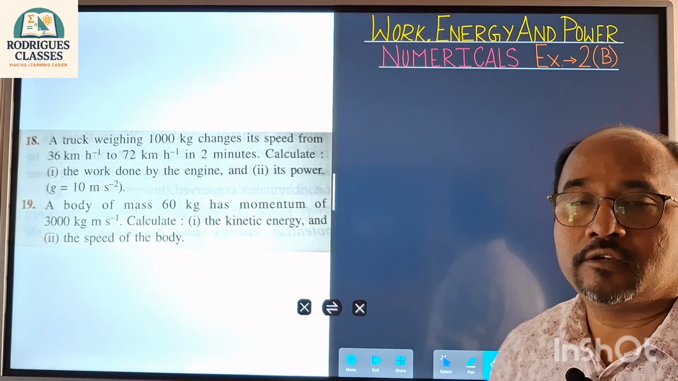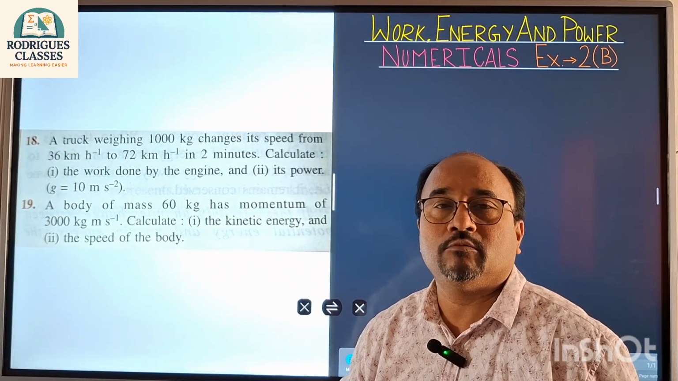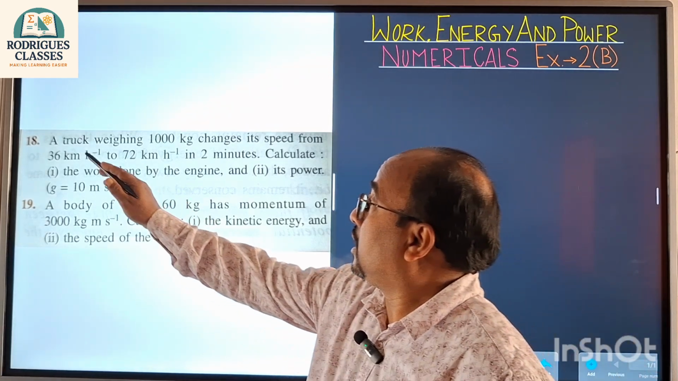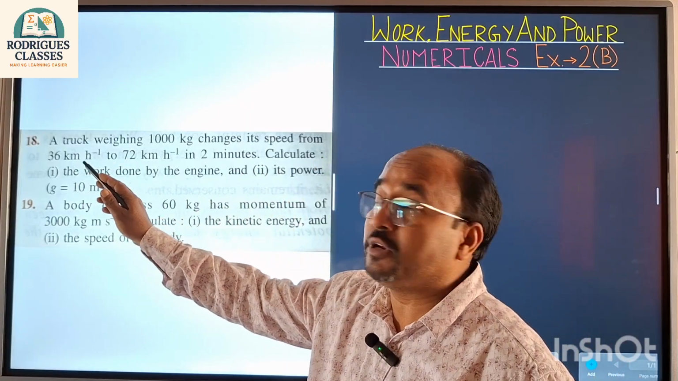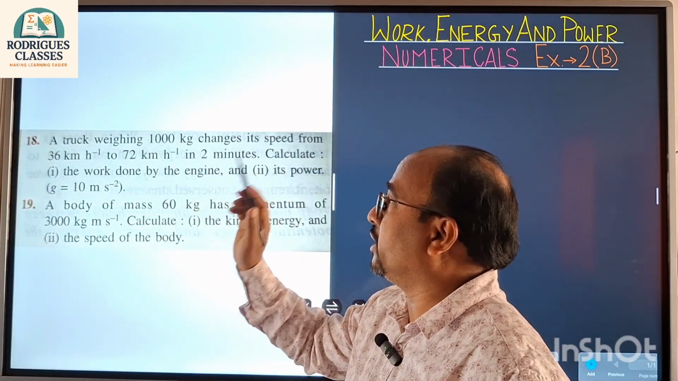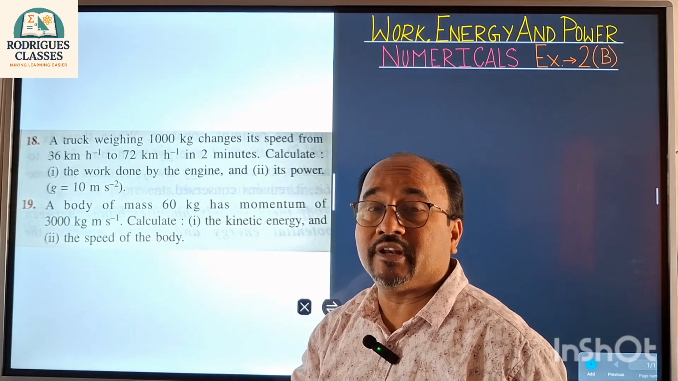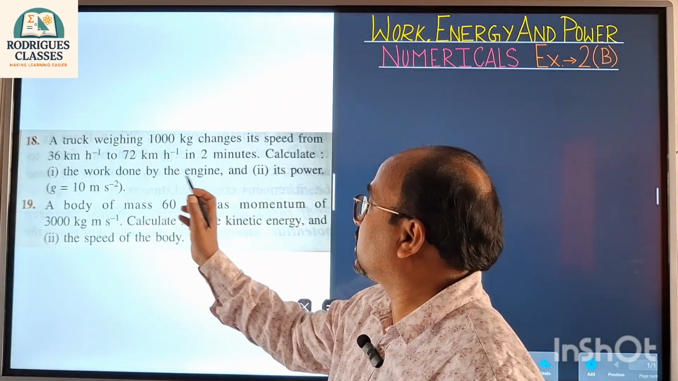Now let us see question number 80. So little bit sums will be becoming harder now. More steps will be required. Little bit understanding level will increase. A truck weighing 1000 kg changes its speed from 36 km per hour to 72 km per hour in 2 minutes. So very important thing, that speed is given in kilometer per hour, we need to change it to meter per second. Okay, and calculate the work done by the engine.